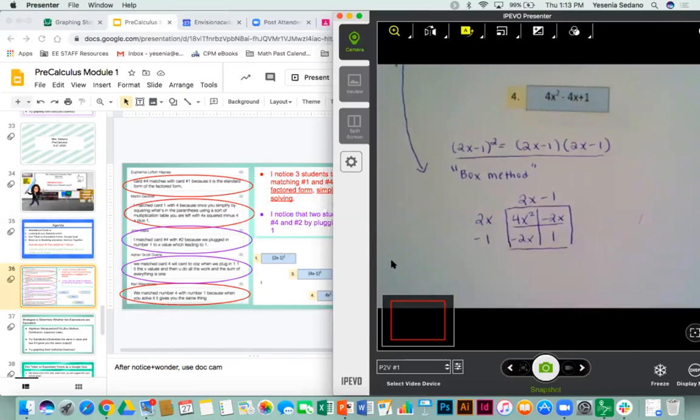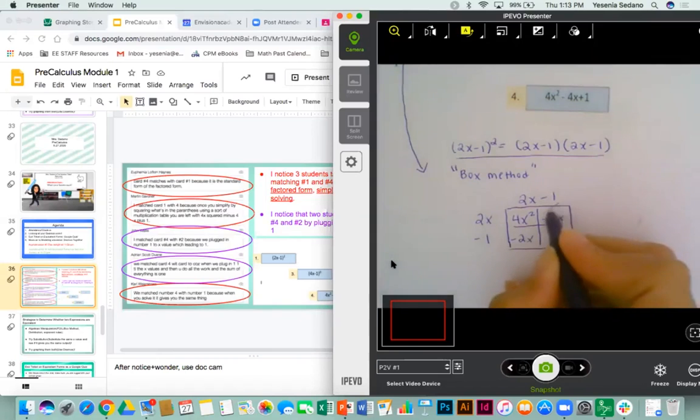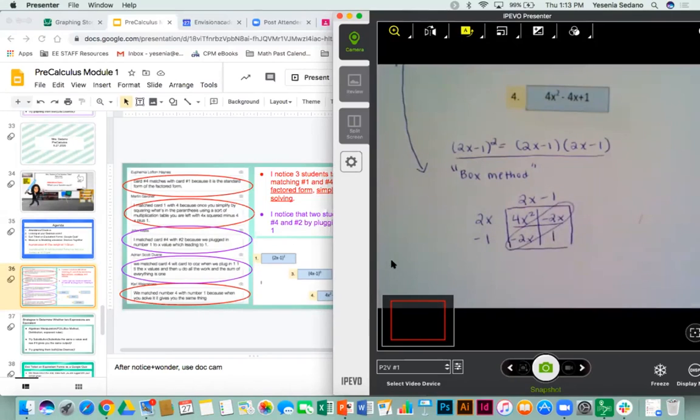Now, if you remember from last year, cool. If you don't, once you have your box filled out, you can add the two like terms that are on the diagonal of the box. So what we have is going to be 4x squared. And then you have negative 2x plus negative 2x. That's going to give you negative 4x. Then you're remaining with a plus 1.